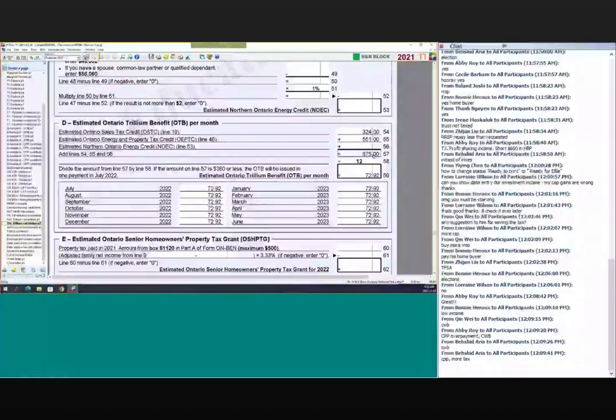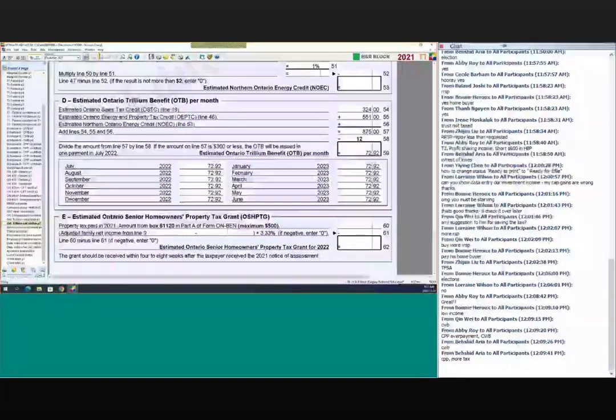And remember, in the good old days, it used to be paid onto your tax return. Now it's not. It's going to be paid out monthly. So our software calculates the monthly estimate. If the amount was $360 or less, the taxpayer will get a lump sum payment in July of 2022. But at the minute it's over, it's sent to them monthly. So that's how we enter in the rent.